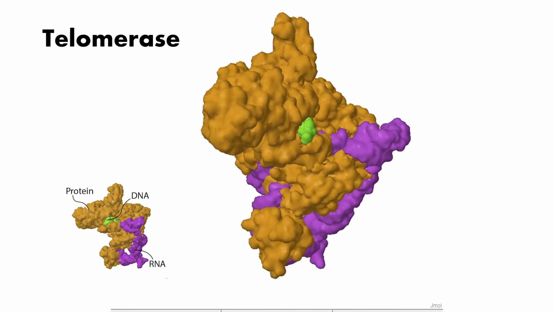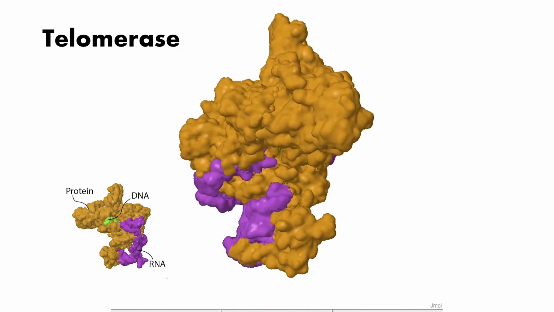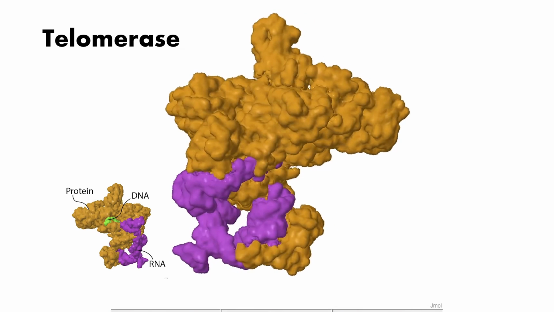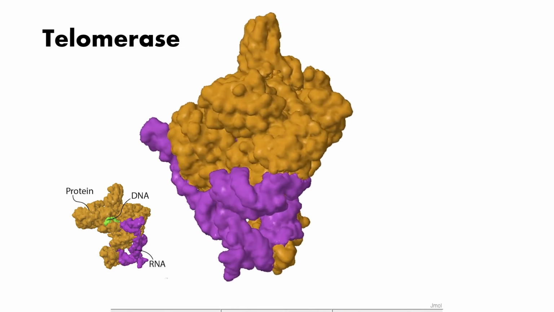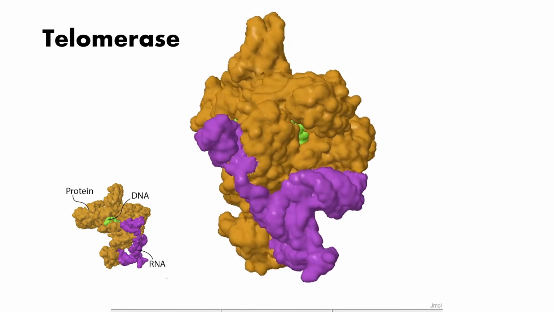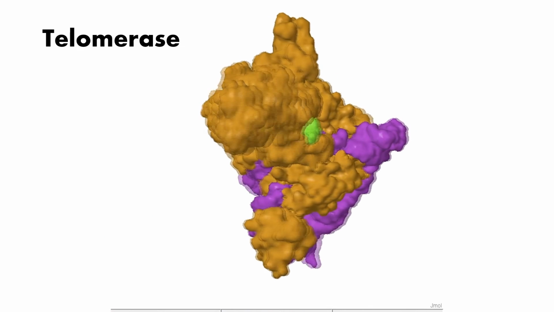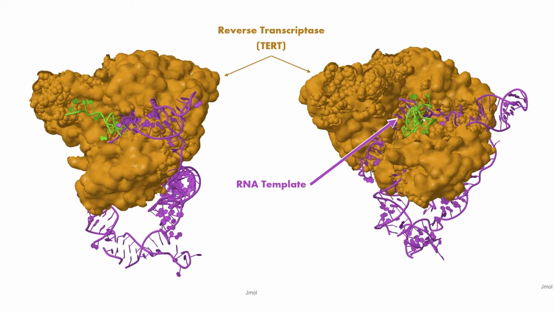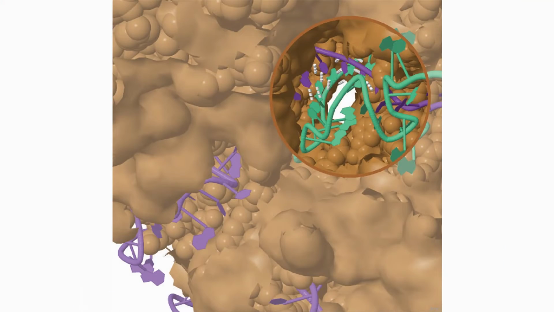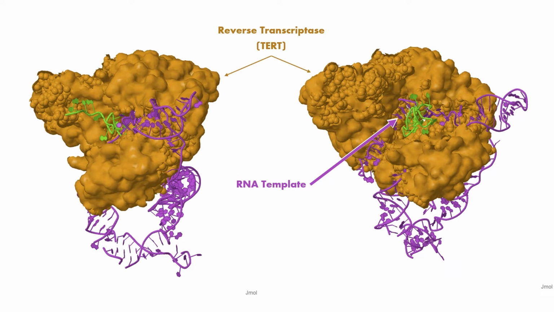Telomerase is an enzyme that is composed of protein, shown in orange, and RNA, shown in purple, in which it elongates the ends of chromosomal DNA, shown in green, which are known as telomeres. To help prevent this shortening from occurring, telomerase is used to elongate the telomeres by using an RNA template and a specialized reverse transcriptase known as TERT.